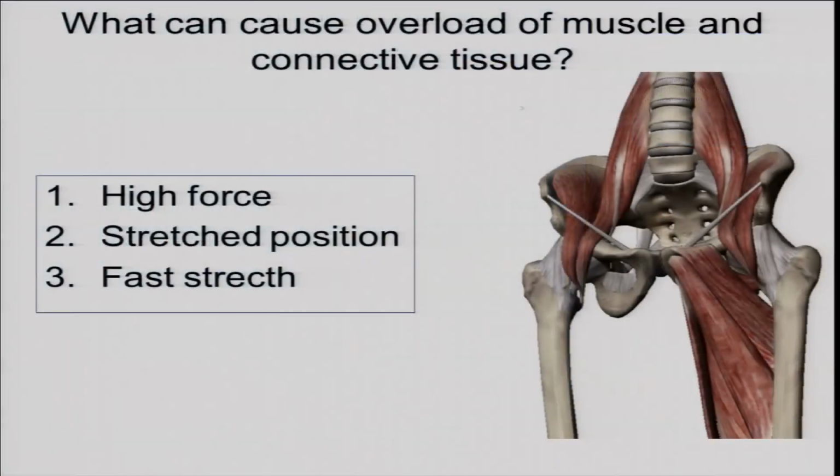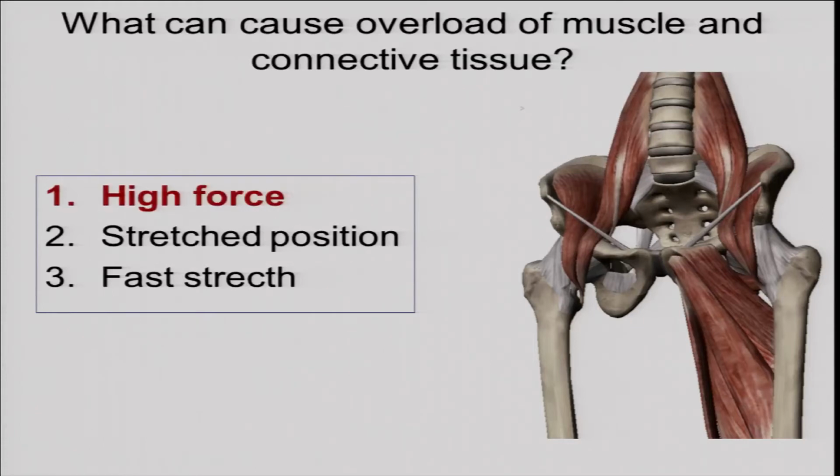So from a biomechanical perspective, what can cause overload of muscle and connective tissue? There are three main factors. The first is high force that pulls on the muscle and connective tissue. Second is a stretched muscle position. And the third is a fast stretch of the muscle and connective tissue. So let's take a closer look at those.